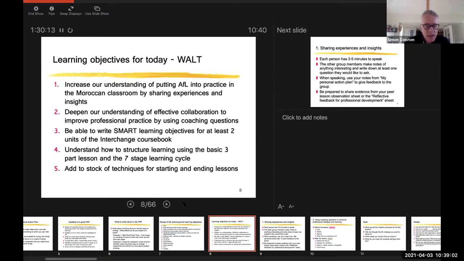Secondly, I want you to start to think about using coaching questions so that when you are working with each other, you have a framework which you might use. Now, can you just show me with a show of hands, can you just put your hand up if you have actually tried in the last 2 weeks, specifically any new assessment for learning technique in your lessons? Just show me.